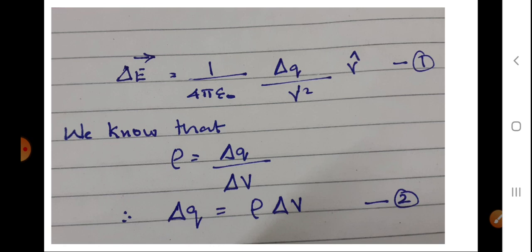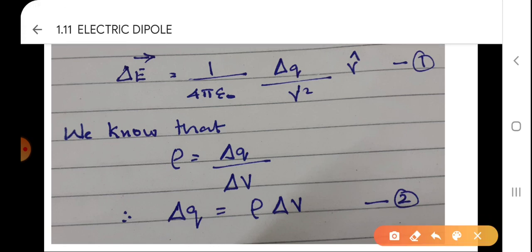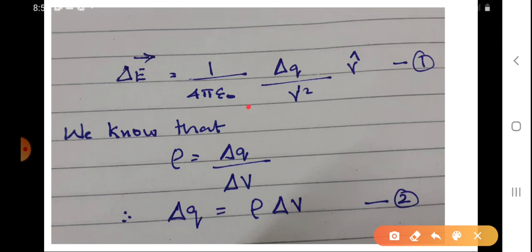Delta E is equal to, that is the formula, 1 by 4 pi epsilon naught, delta Q by R square, into R cap. Why have we written R cap? Because it is a vector. We have to give the direction also.